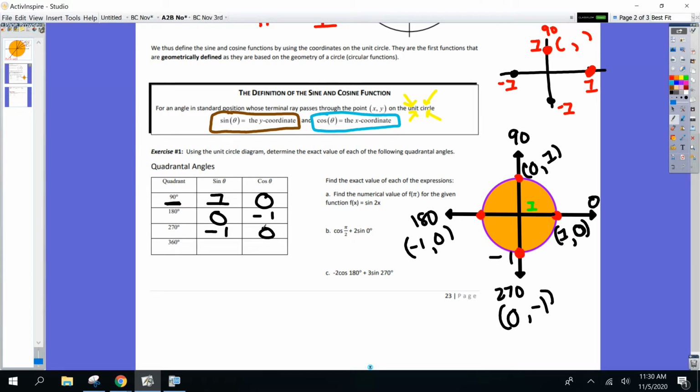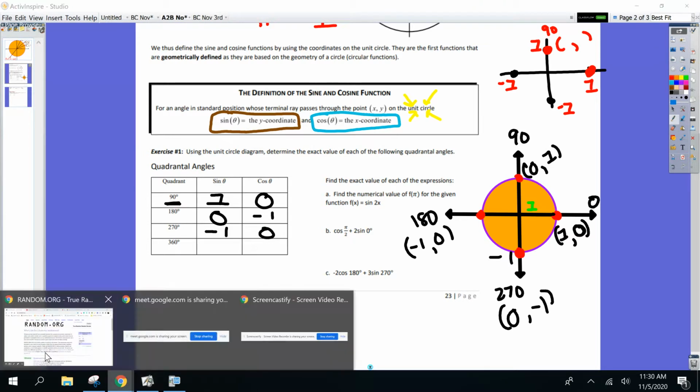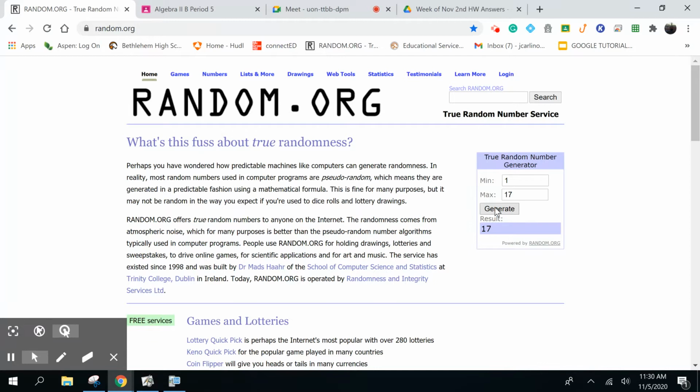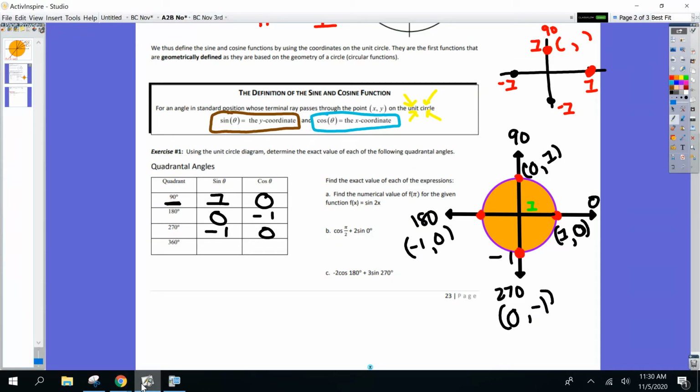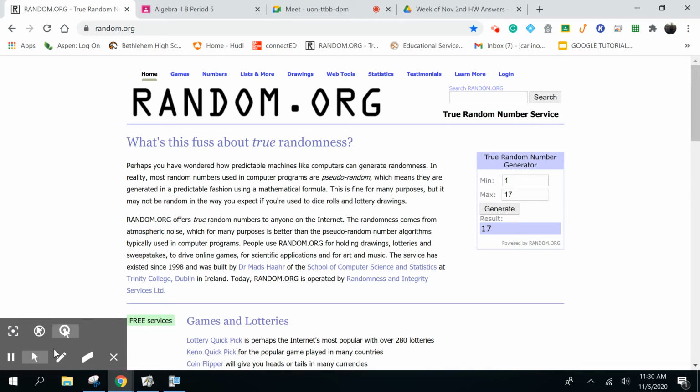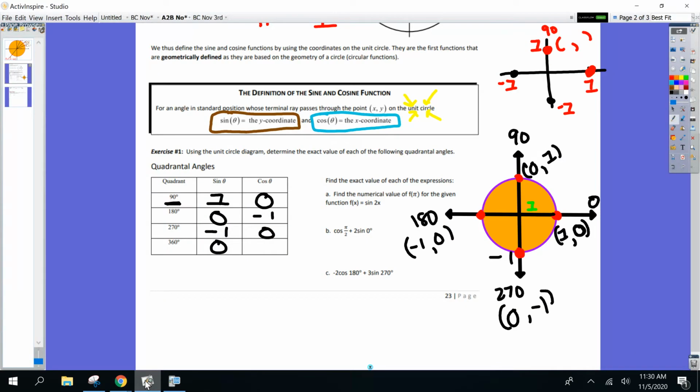All right, so what's the sine of 360 then? Here we go, Donovan, sine of 360. 0. It's the y coordinate, everybody. Sine of 360 is 0, the y coordinate. How about cosine of 360? Here we go, Mason, cosine of 360. 1, the x coordinate.